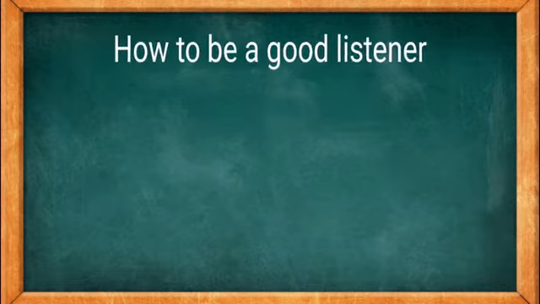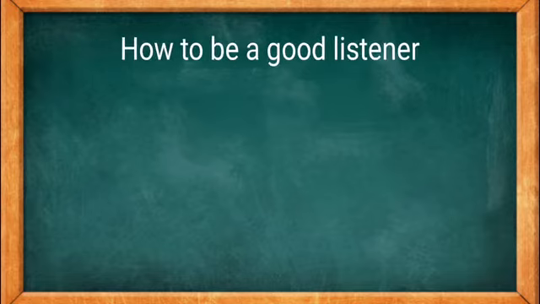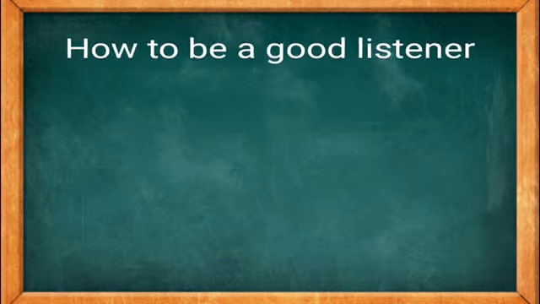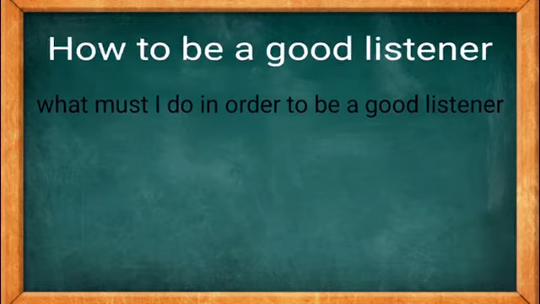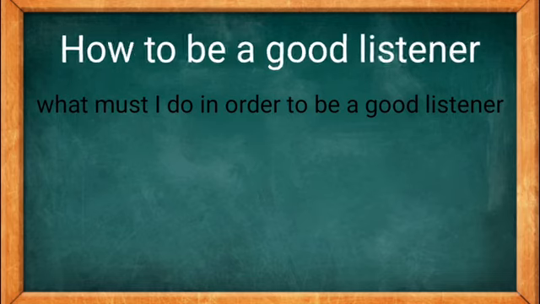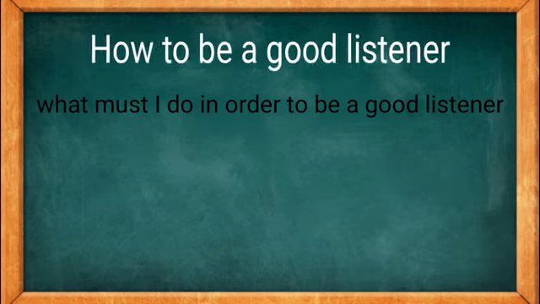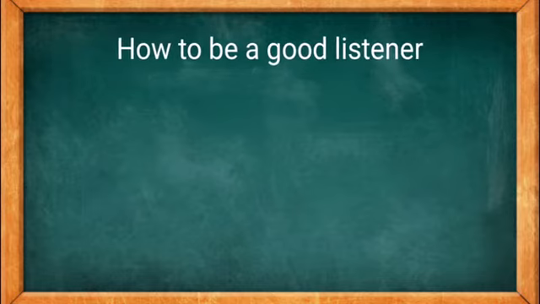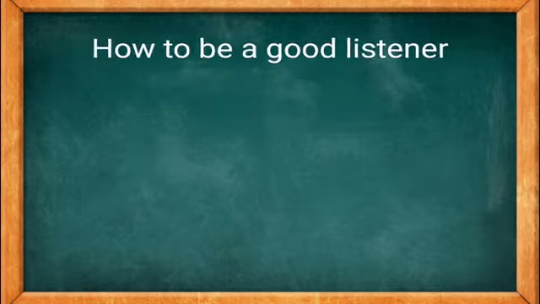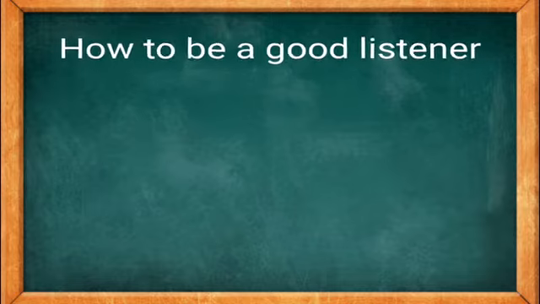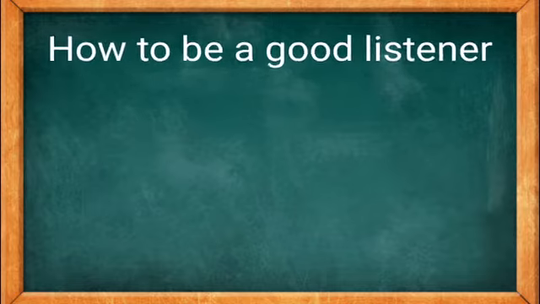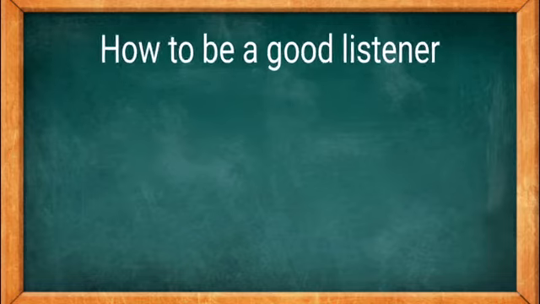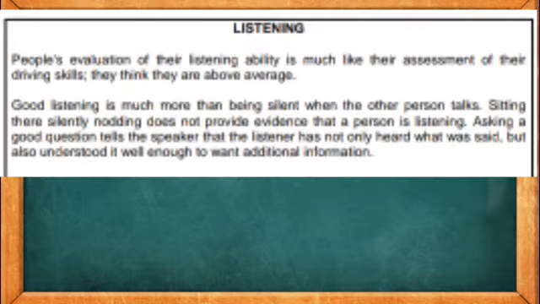In other words, as we read this text, we want to find something that tells you how to be a good listener. In other words, what must I do in order to be a good listener? Therefore, automatically, all other information which is not answering this question will fall out. I'm only going to look for some sentences or some parts in this passage which tell me how to be a good listener. Let's take a closer look at the first one.